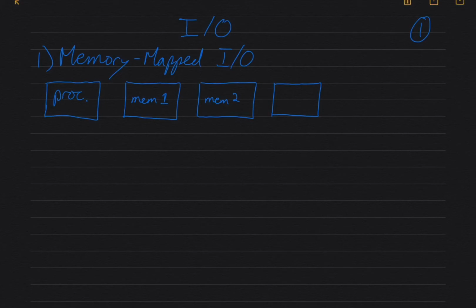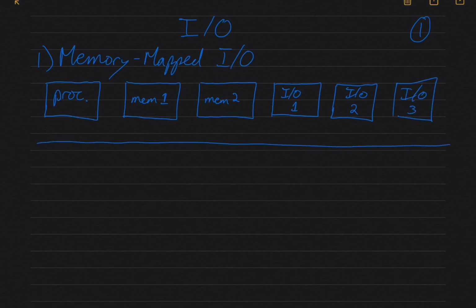So I'm just going to call this IO1, IO2, and so let's have an IO3. So here is our bus, and the processor connects to it, the memories connect to it. I've got lines going in and out of each because the data can flow both directions. It's usually the case for I/O devices as well.